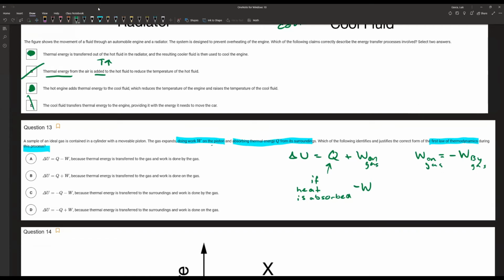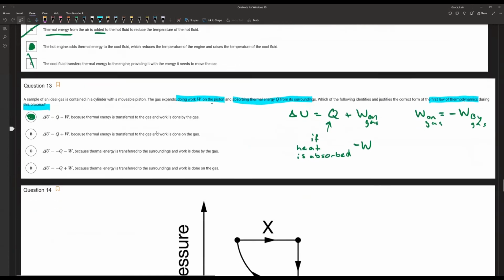So here we're wanting to come up with the first law of thermodynamics for the gas. And so the gas is absorbing heat. And so A is our best answer choice. Thermal energy is transferred to the gas from the surroundings, and then the work is done by the gas.